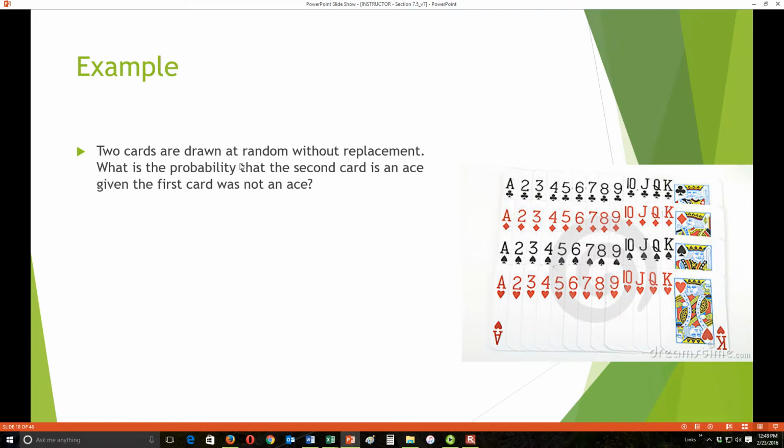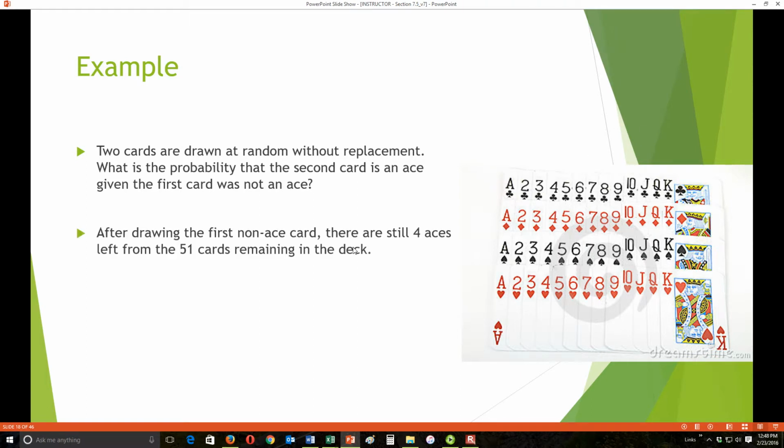2 cards are drawn at random without replacement. What is the probability the second card is an ace, given that the first card was not an ace? Now, again, we're not replacing things. This one's slightly different because so far what we've been doing is taking one away from our numerator and one away from our denominator on all our probabilities. But here, notice the first card is not an ace. So my first card is something completely different. So when I go to draw a second card, there are still 4 aces to choose from. However, there's not 52 cards to choose from. There's only 51 cards to choose from. So my probability is 4 out of 51.